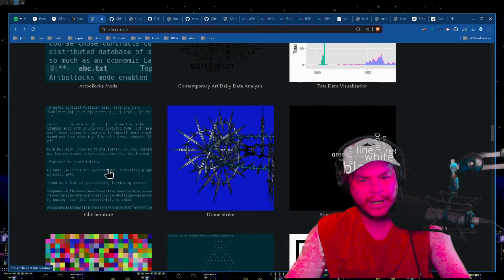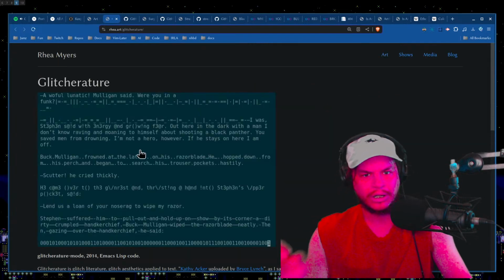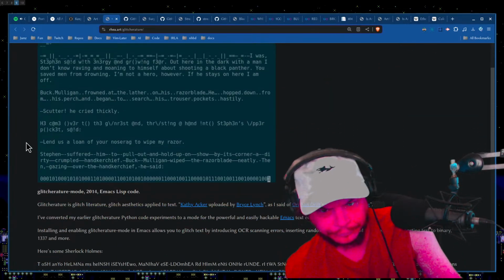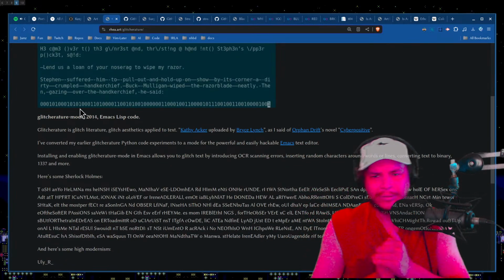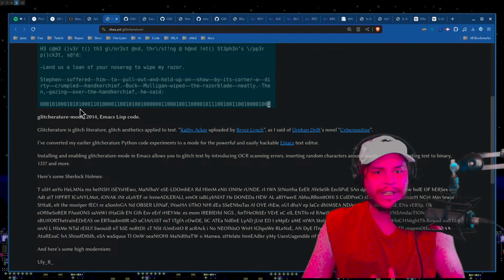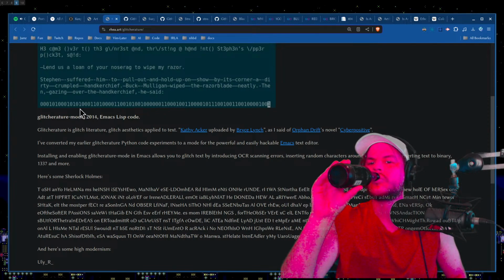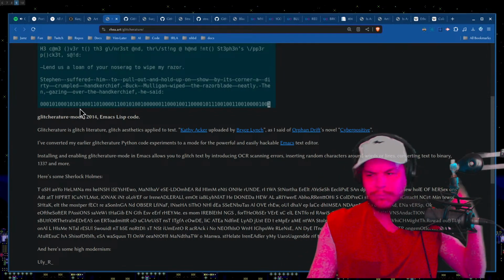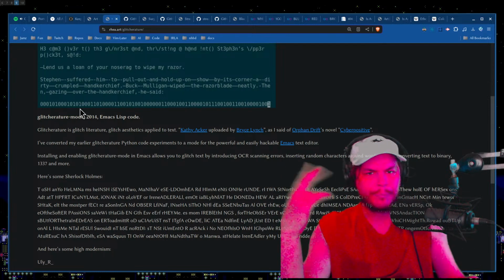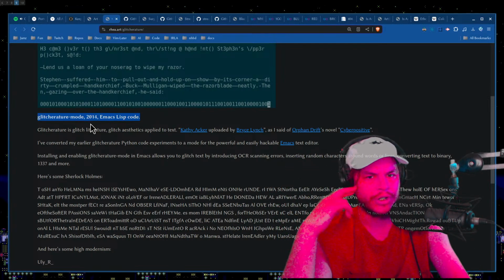Okay, we got glitchature. Ooh, we got Lisp. We like some Lisp. Lisp is fun to write. I gotta start writing some. Okay, glitchature mode, 2014, Emacs Lisp code.